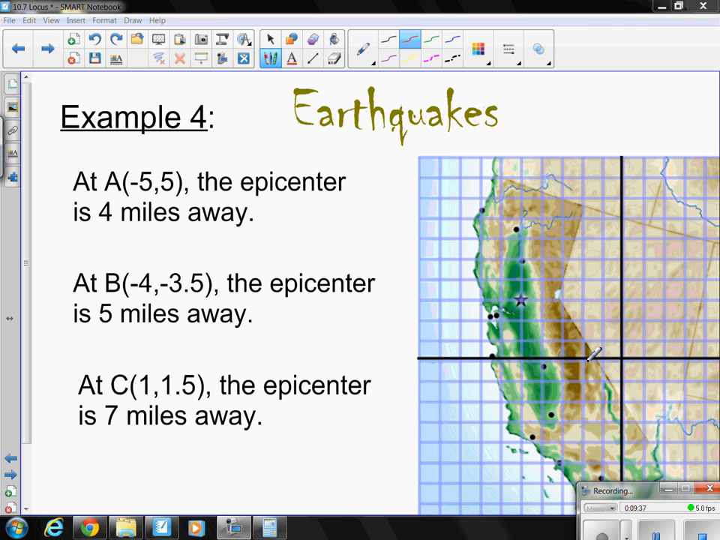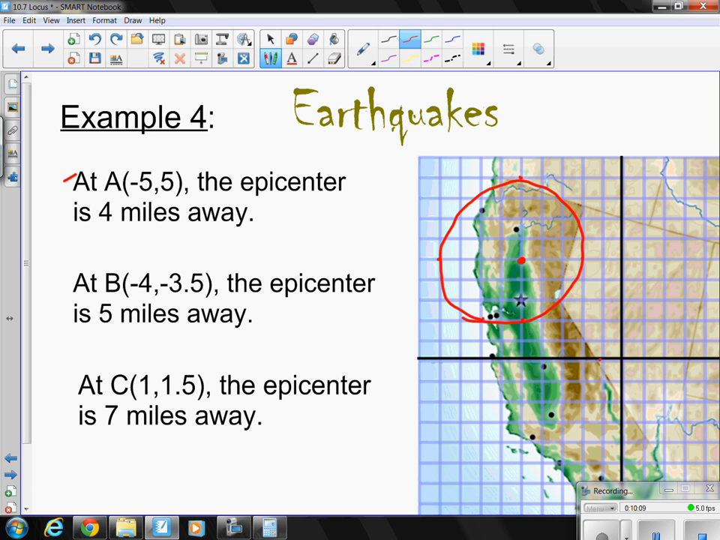So -5, 2, 3, 4, 5, and 1, 2, 3, 4, 5. This point right here. So there's some station here, and it registered an earthquake 4 miles away. So it could be in any of these directions. Now, drawing in a circle here, the earthquake was somewhere out on this red circle.